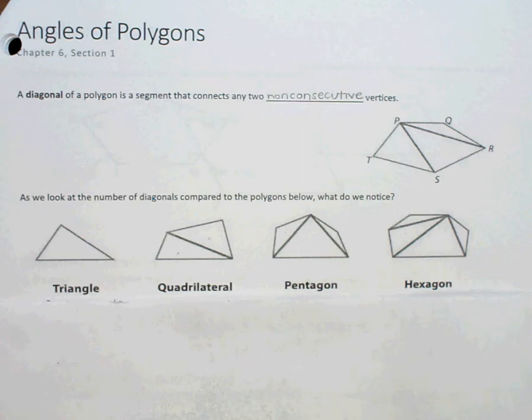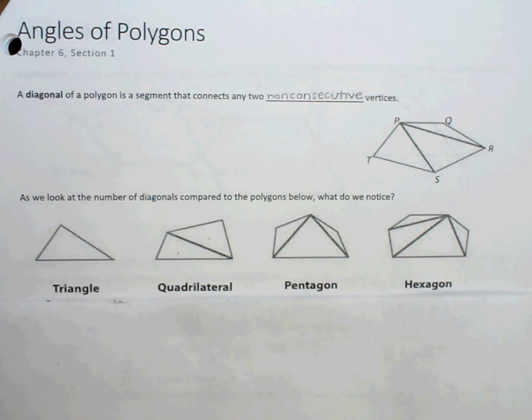Okay, 1.6 should have been a review from way back in some of your previous math classes about just classifying polygons, naming shapes based on their number of sides. Okay, getting rolling in chapter 6 here. 6.1 is we're going to talk specifically about the angles of those polygons.